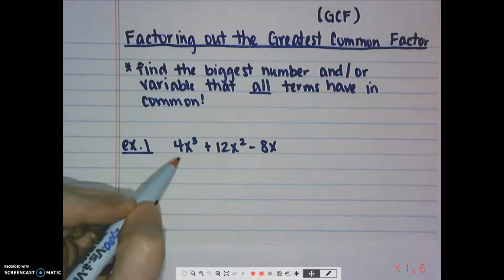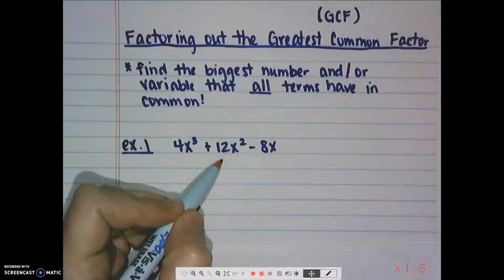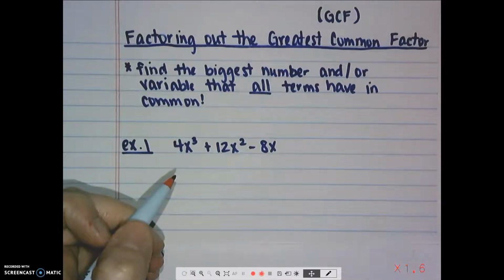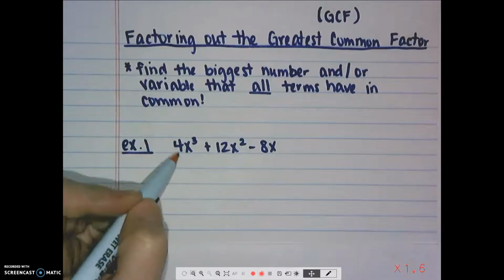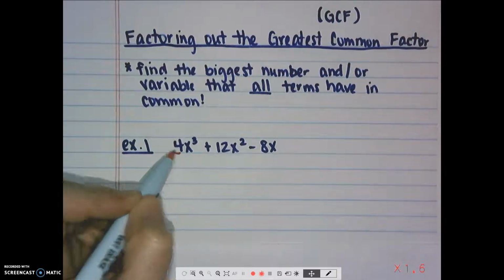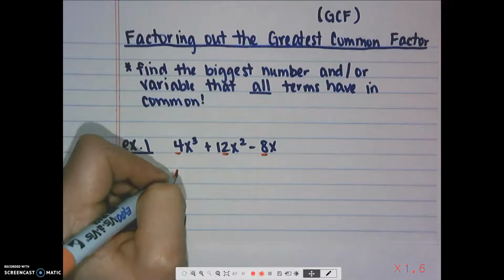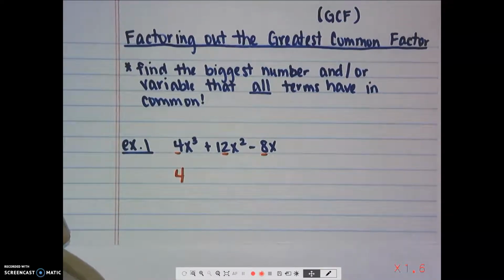So if we have 4x to the third plus 12x to the second minus 8x, we want to see what the greatest common factor, the GCF, is. So first thing I'm looking at here, we have 4, 12, and a negative 8. So the first thing to do is look at all of those numbers. Well, what do those have in common? They all have a 4 in common. 4 is a factor, the biggest number that goes into all 3 of those things.